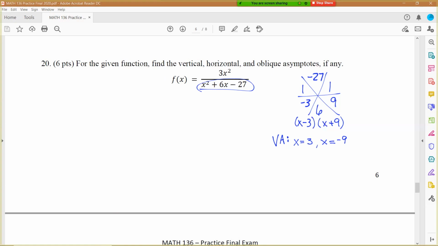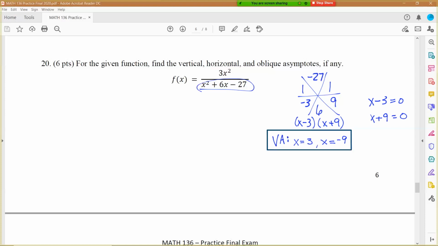If you set x minus 3 equal to 0, you would just add 3 to both sides, which gives you x equals 3. X plus 9, excuse me, equals 0. Subtract 9 from both sides, get that negative 9. So that's one part of your answer right here.